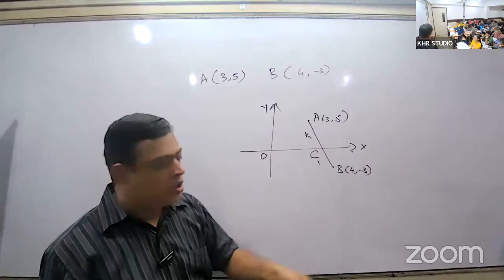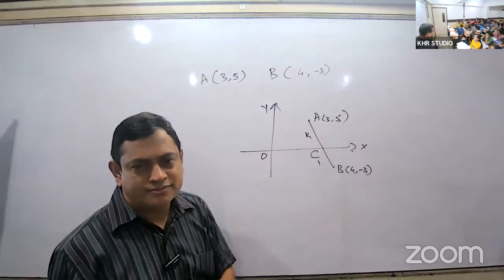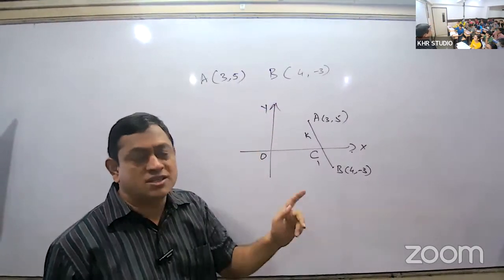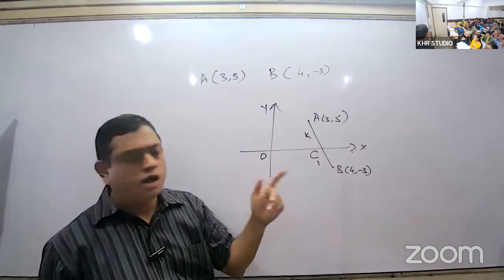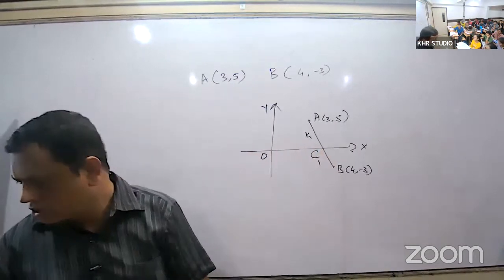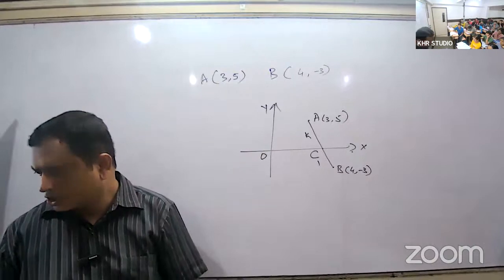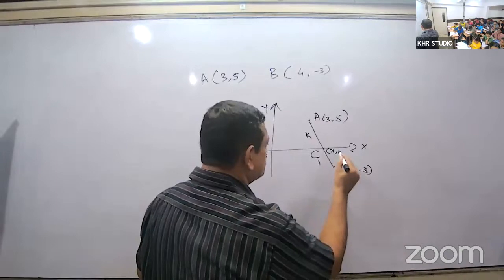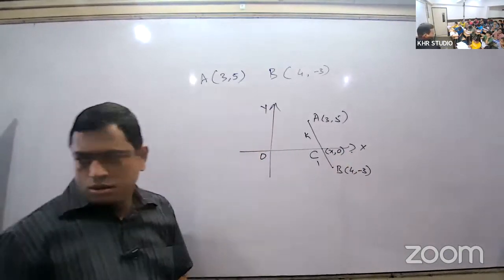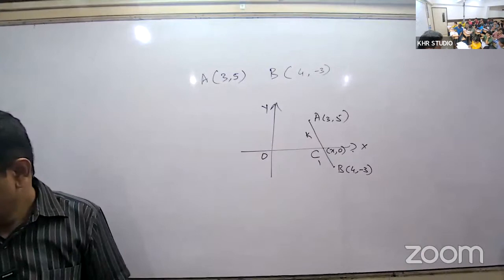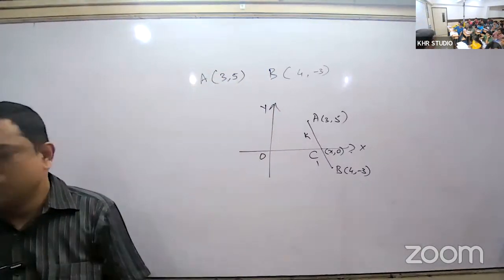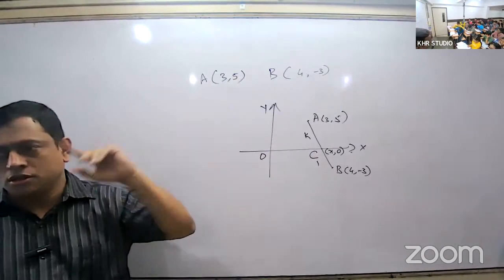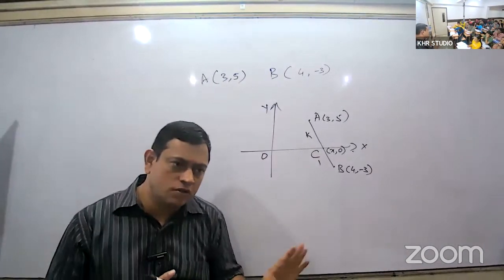Now, what is the coordinate of C? C is (x, 0). Tell once again. C is (x, 0). Since C is on the x-axis, its y-coordinate is 0. Listen carefully. This much you got it. Now, listen carefully, the work is not yet over.